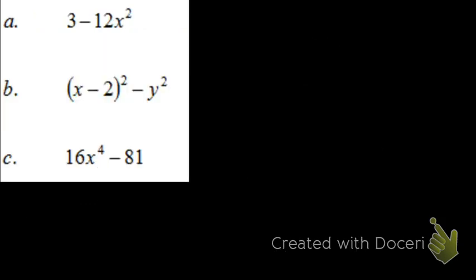Now let's look at some factoring formulas. Each of these is two terms, and they're all a difference of two squares. If we start off with A, no matter what, always pull out the GCF first. So you can pull out a 3, and you're left with 1 minus 4x squared. And now that's a difference of two squares.